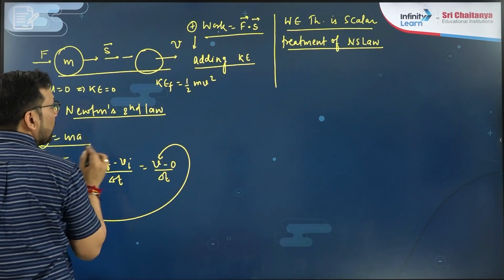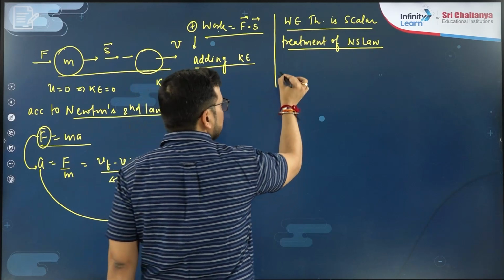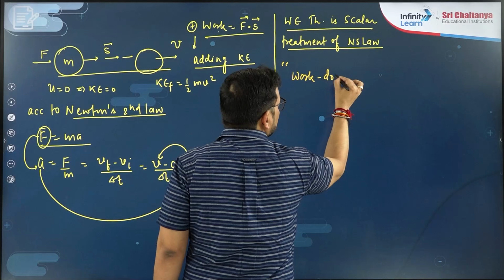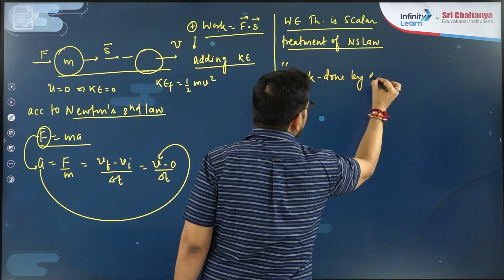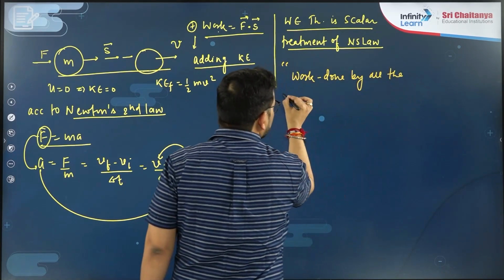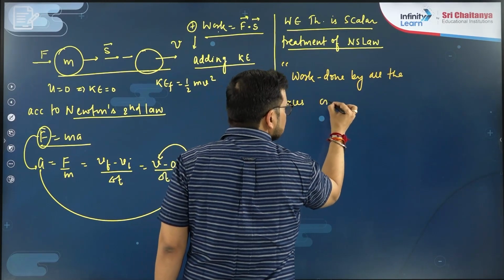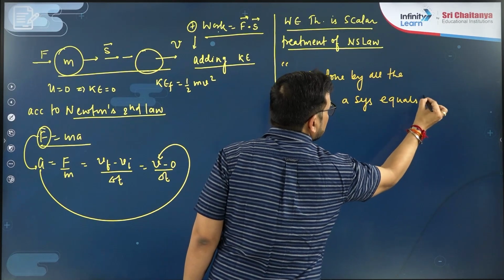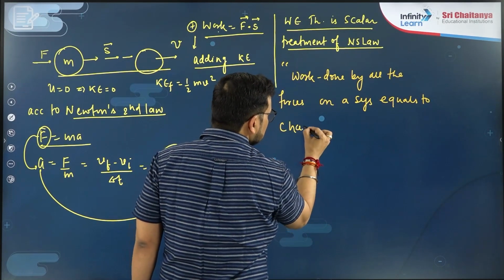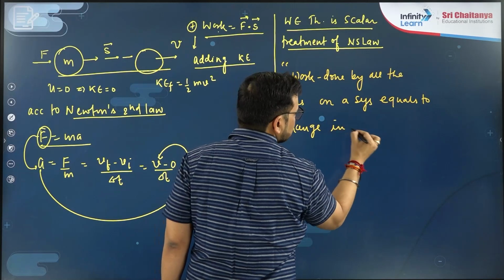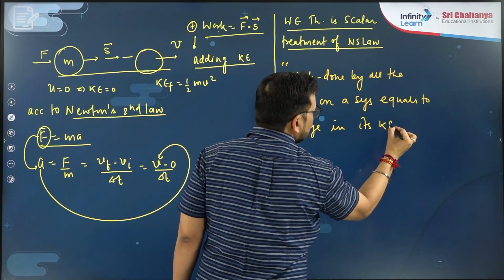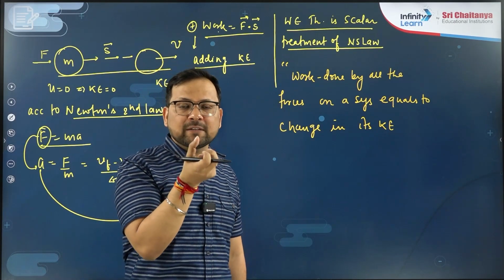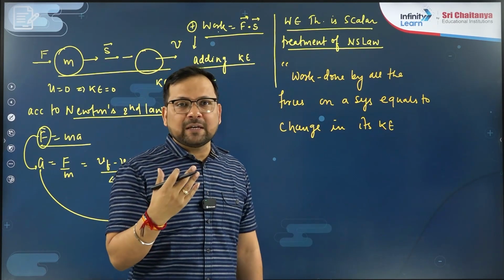So what is the theorem exactly? The theorem is this: work done by all the forces on a system equals the change in its kinetic energy. Okay, so whenever you are doing work, you are changing the kinetic energy, and that is called the work energy theorem. But in this, when I say work, I simply say work.